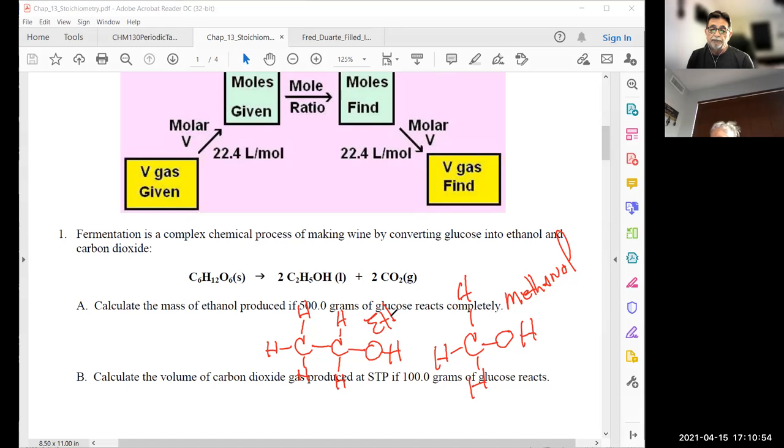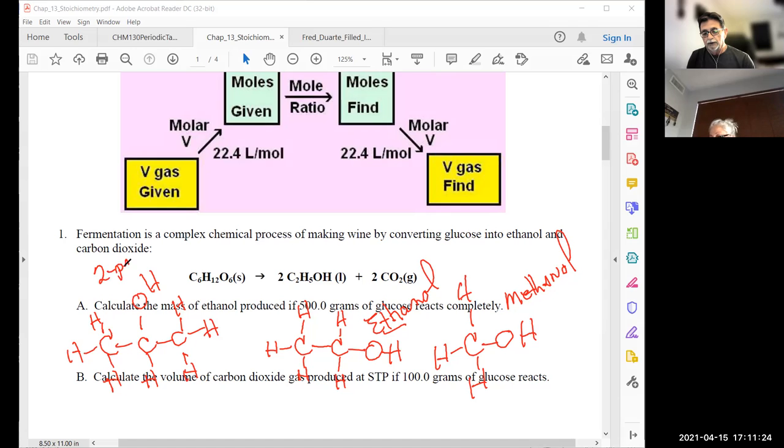Hold on, I'm having trouble with my pen. Hold on there. Ethanol has two carbons, hence the prefix eth. And then some of you may be familiar with rubbing alcohol. Isopropyl alcohol is another common name they call it, but the correct scientific name is 2-propanol. 2-propanol.